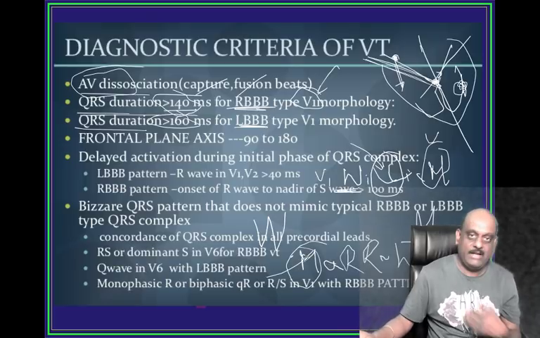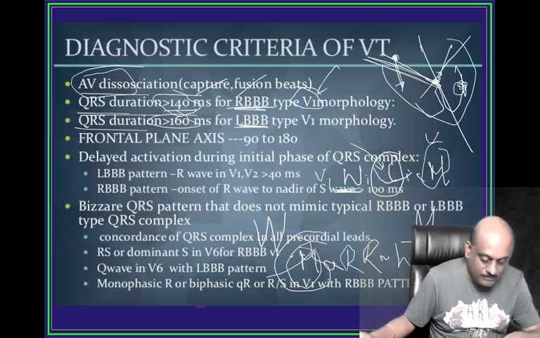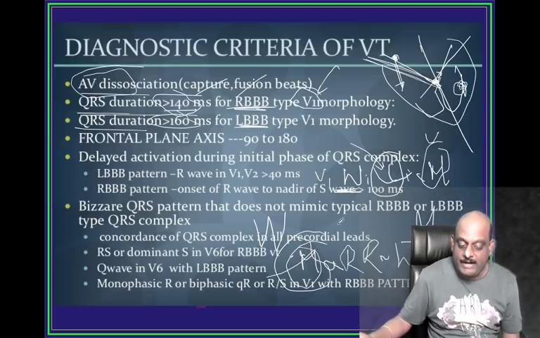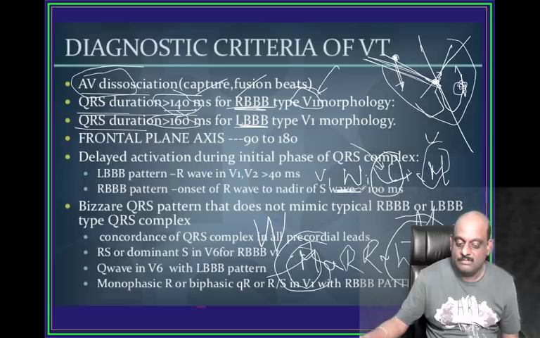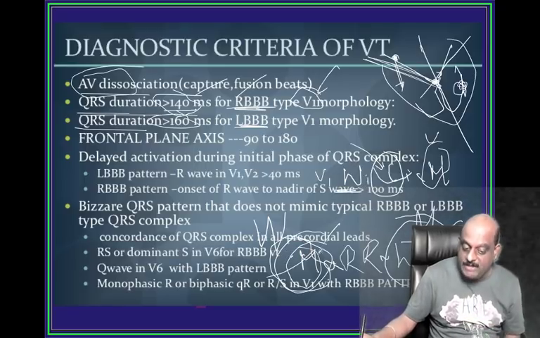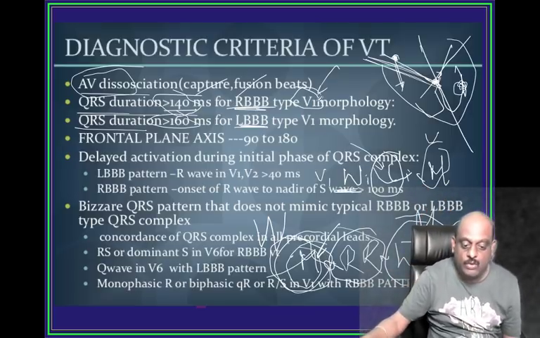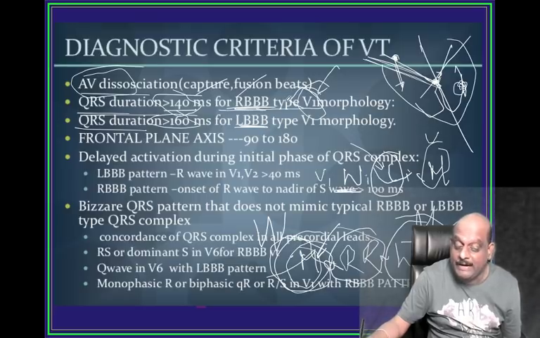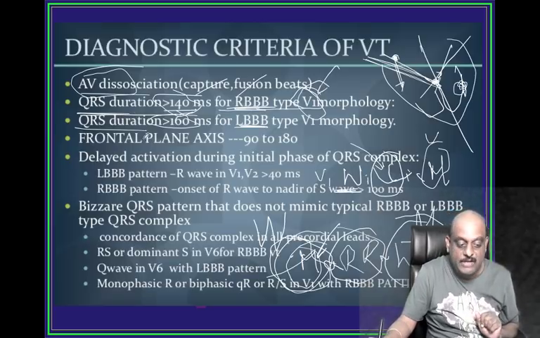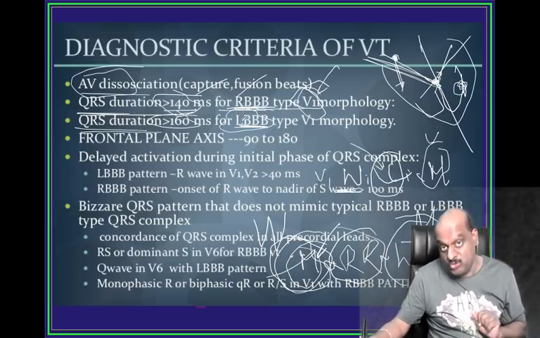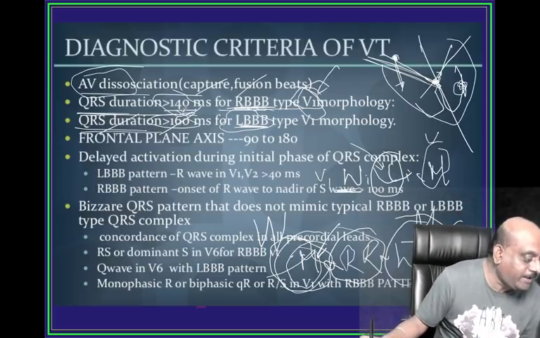Lead V1 is the right-sided lead, V6 is the left-sided lead. In the left-sided lead V6, if it is W-shaped, and V1, the right-sided lead, if it is M-shaped, then that is a right bundle branch block. Got it now? So, lead V1 mein agar RBBB pattern hai to QRS duration should be more than 140 to call it as VT. Agar wo LBBB pattern hai to V1 mein QRS duration must be more than 160 is what you need to basically remember.